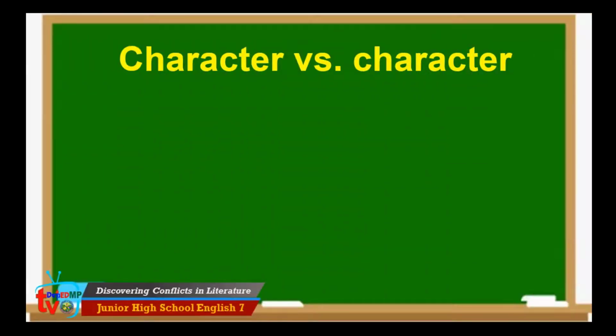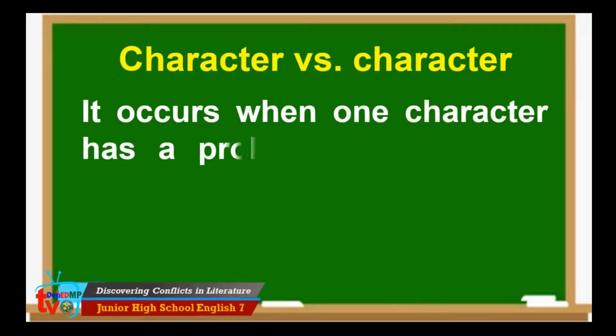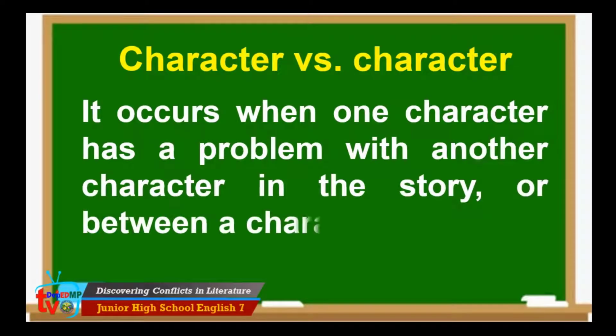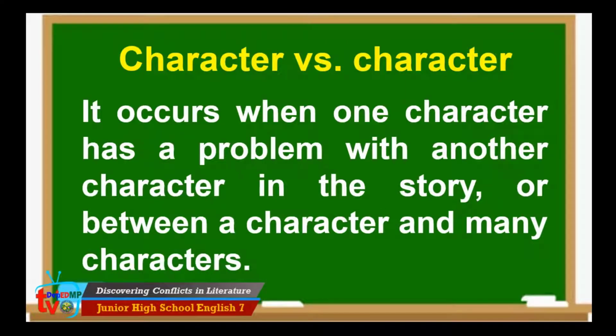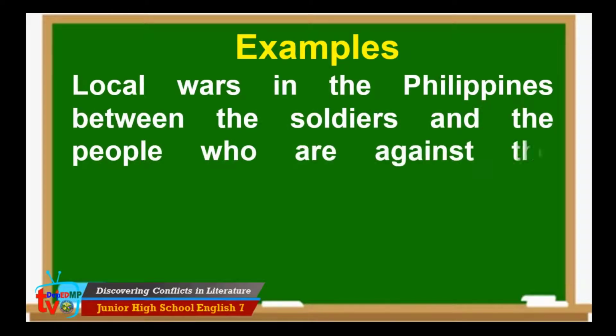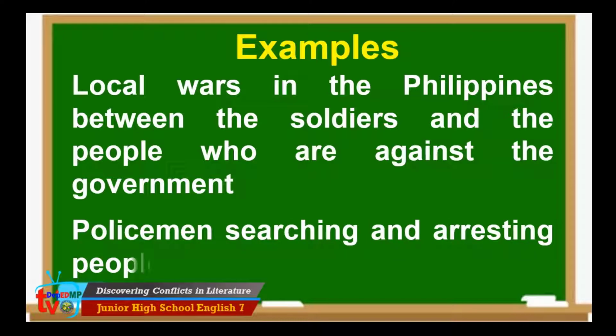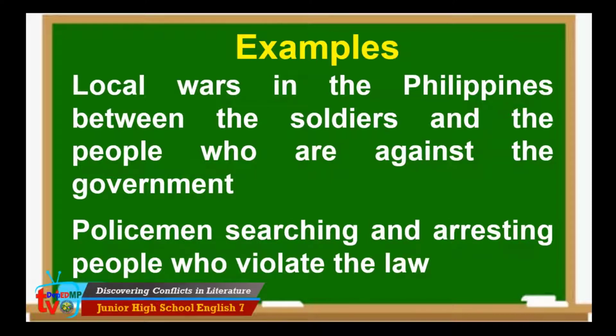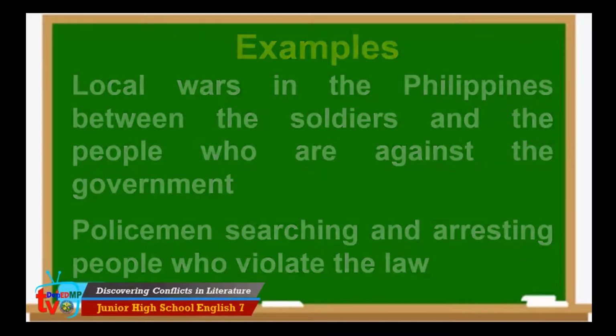Character versus character. It occurs when one character has a problem with another character in the story, or between a character and many characters. Examples: local wars in the Philippines between the soldiers and the people who are against the government. Policemen searching and arresting people who violate the law.